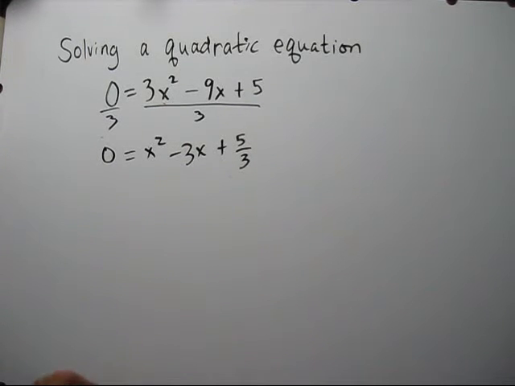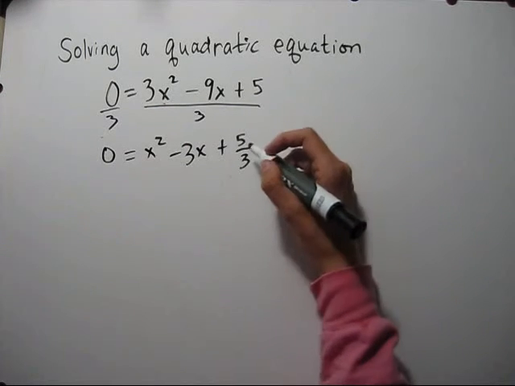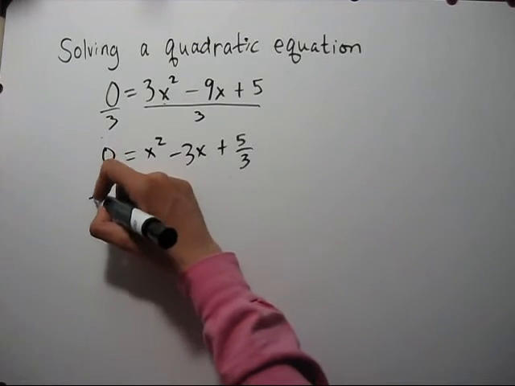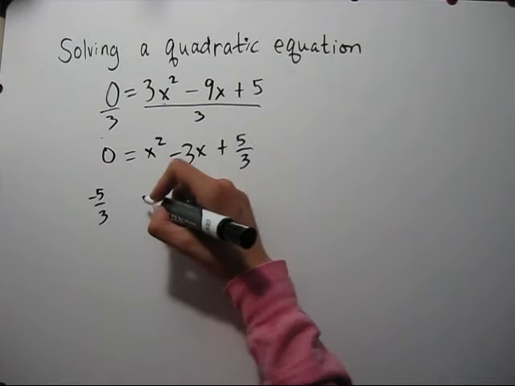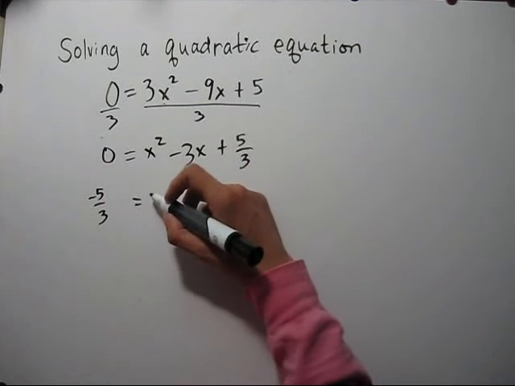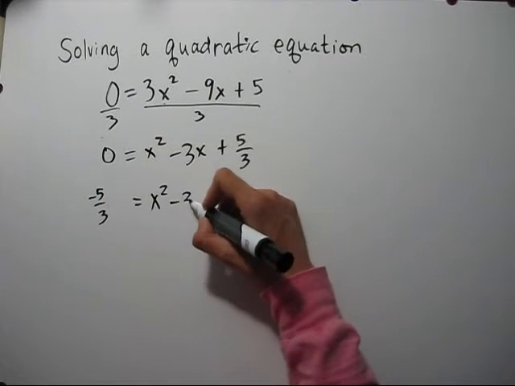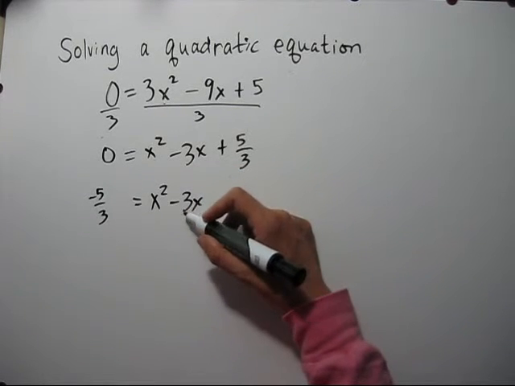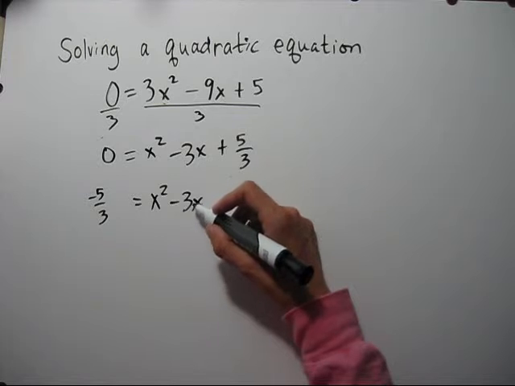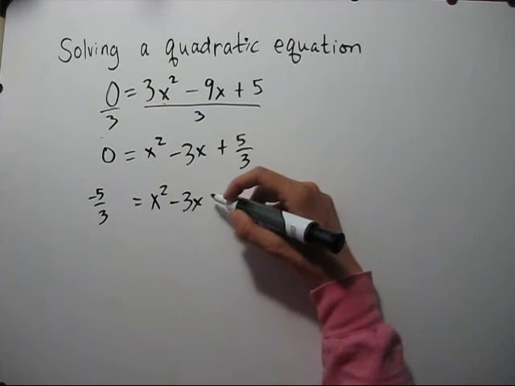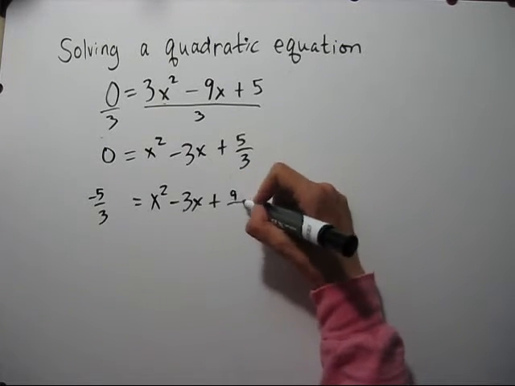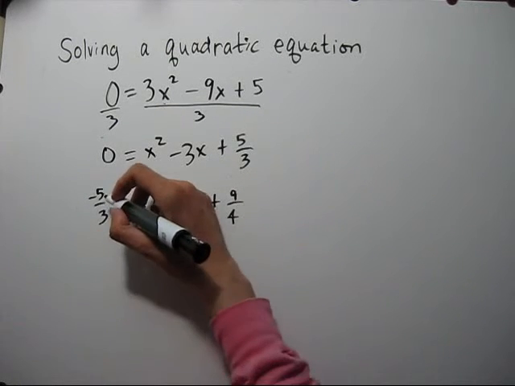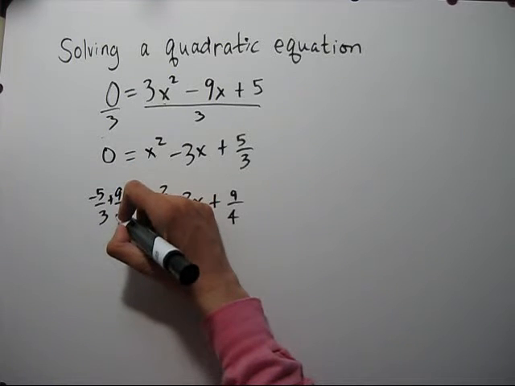The next step, we're going to get rid of this constant, so we're going to subtract 5/3 from both sides. And we're also going to add the number that will make the right hand side a perfect square. To do that, you take half of your coefficient of x, so -3/2, and square that, so we'll get a positive 9/4. And if I add something to the right hand side of the equation, I need to add it to the left hand side.